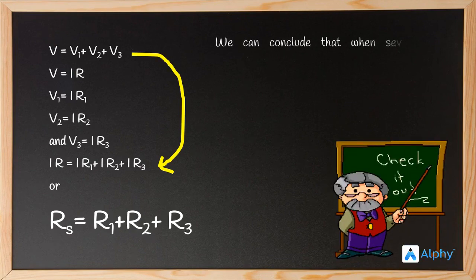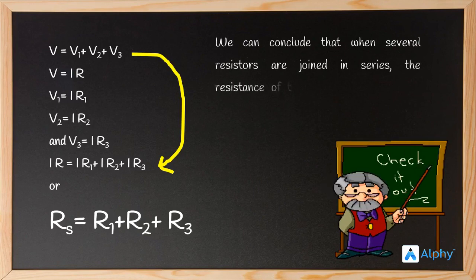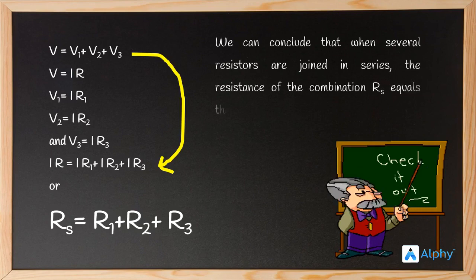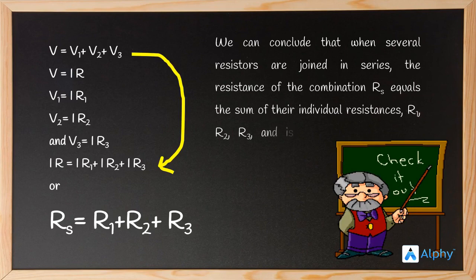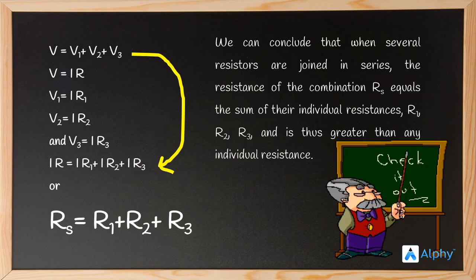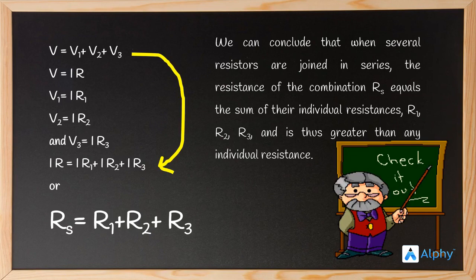We can conclude that when several resistors are joined in series, the resistance of the combination RS is equal to the sum of their individual resistances R1, R2 and R3, and is thus greater than any individual resistance. So in a series combination, the total resistance of a circuit is equal to the sum of the individual resistances. So in this particular circuit, it is the sum of R1, R2 and R3.